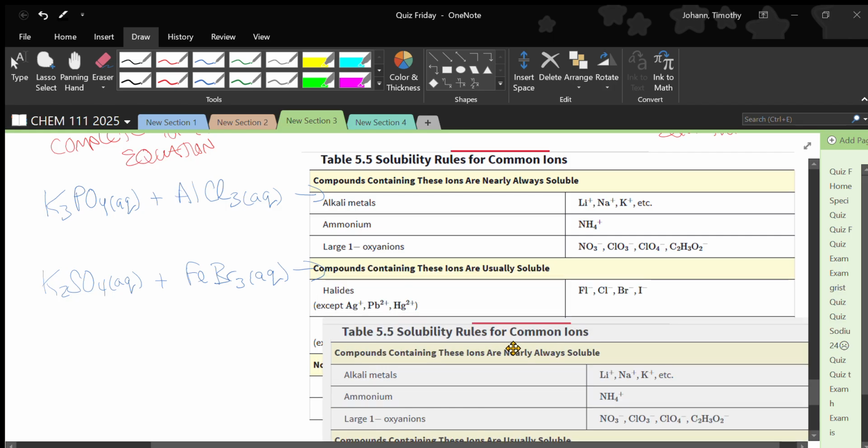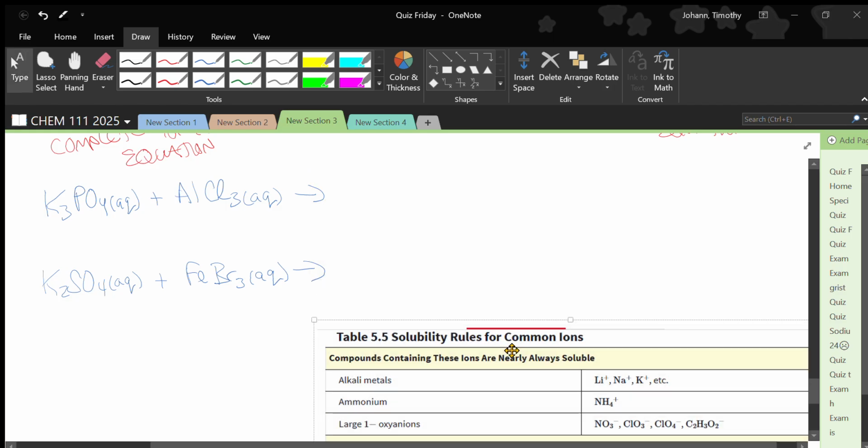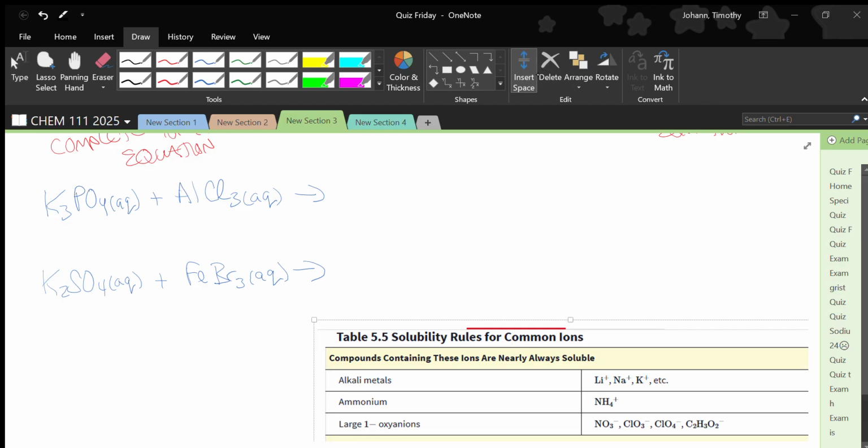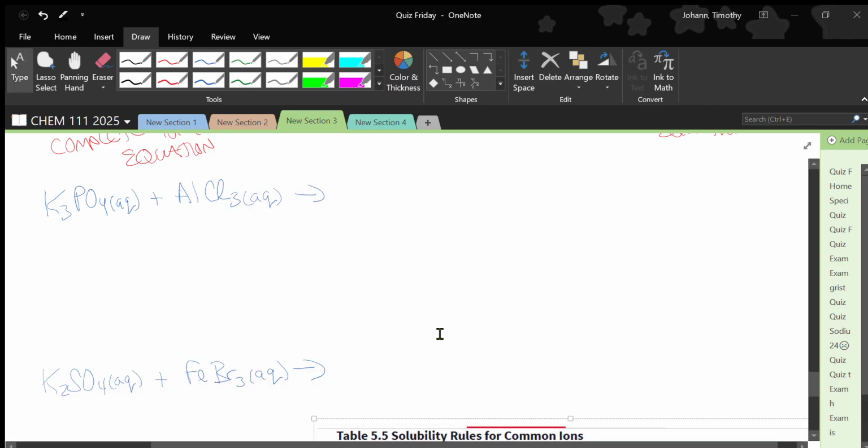If I've got one of these things up in the top, I don't even need to do anything else. So I'm going to go ahead and just really quickly, and I don't recommend you skip the complete ionic equation unless you're just acing these. I'm going to do it because I have, well, no time. So I'm going to write this out. So I've got aluminum and phosphate.